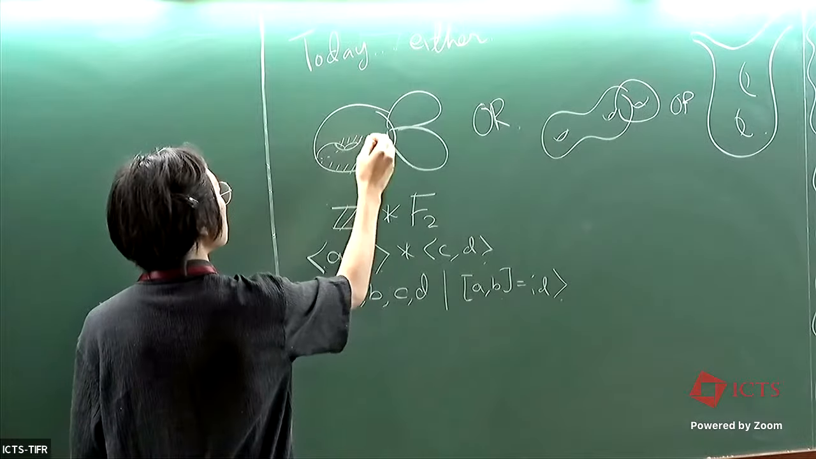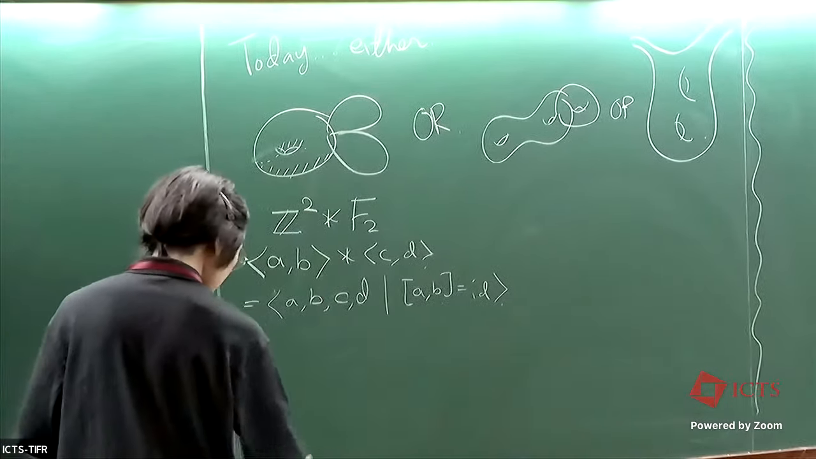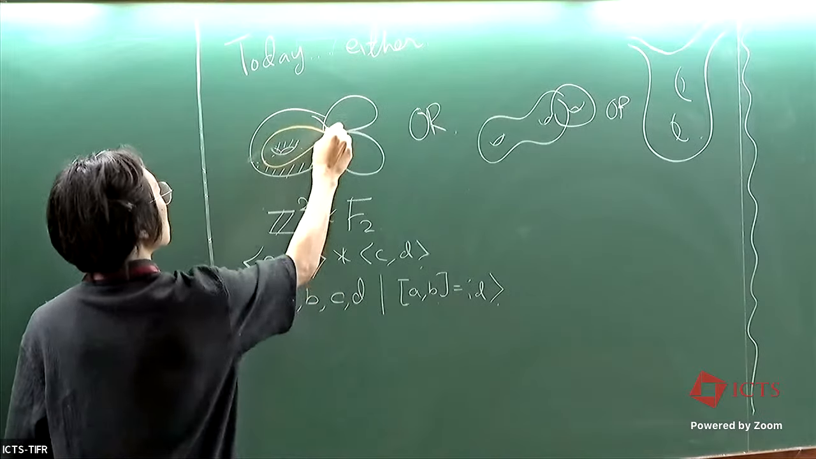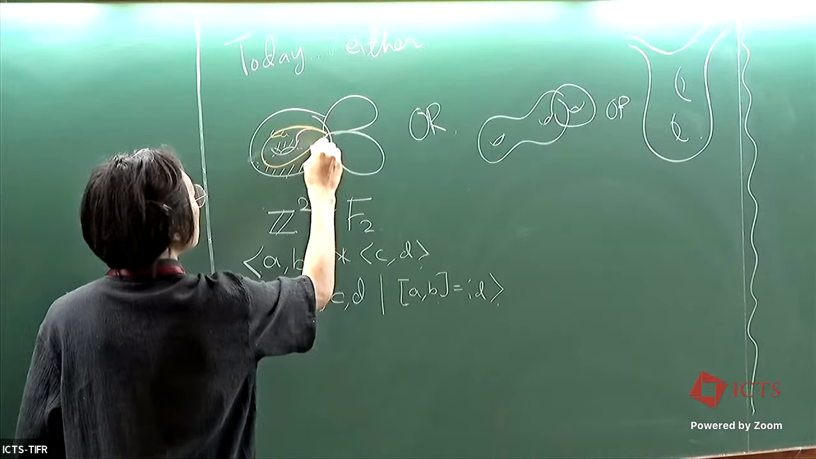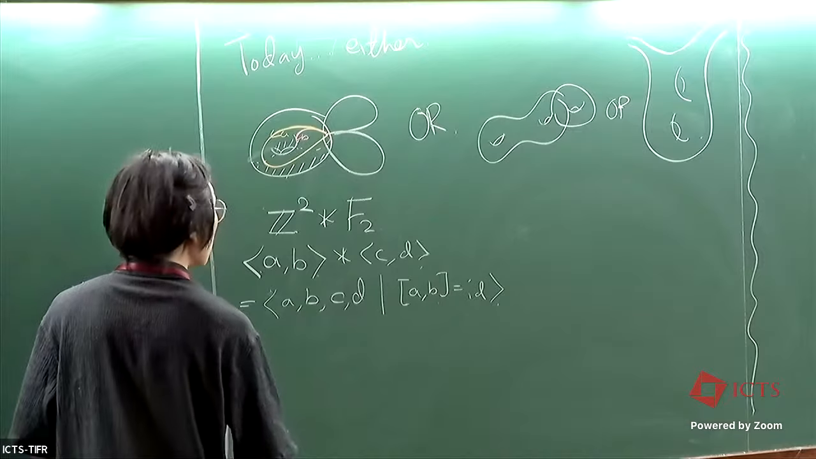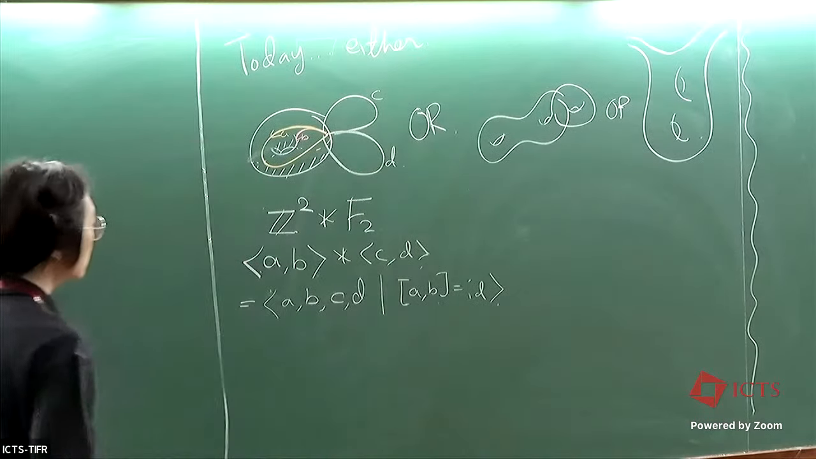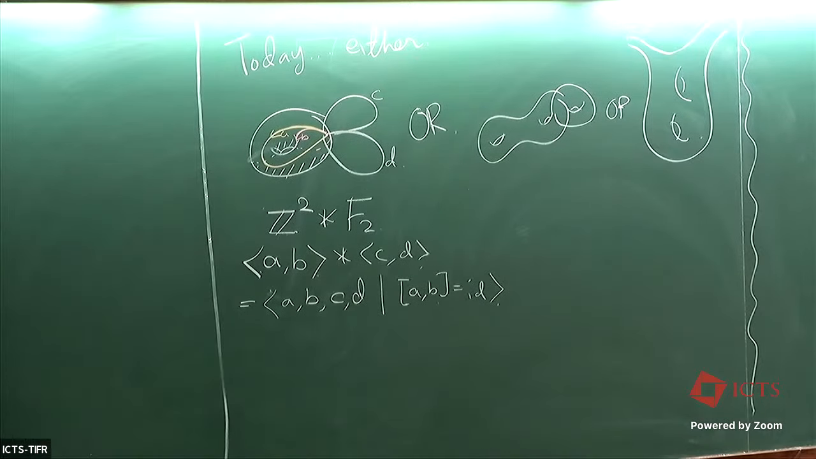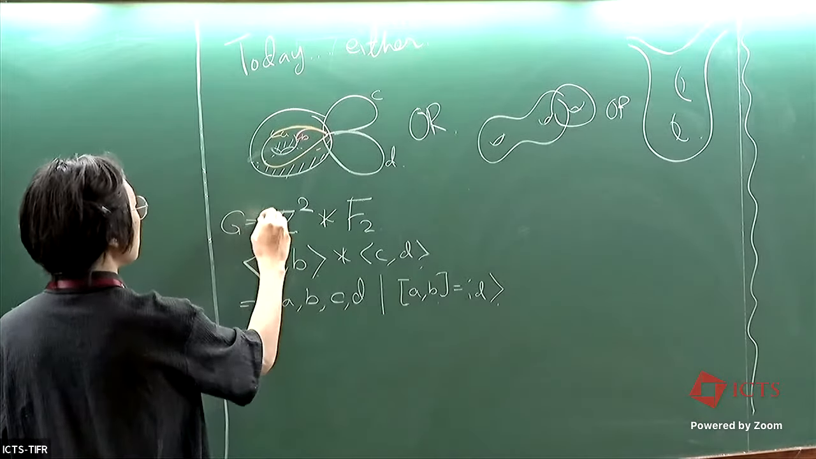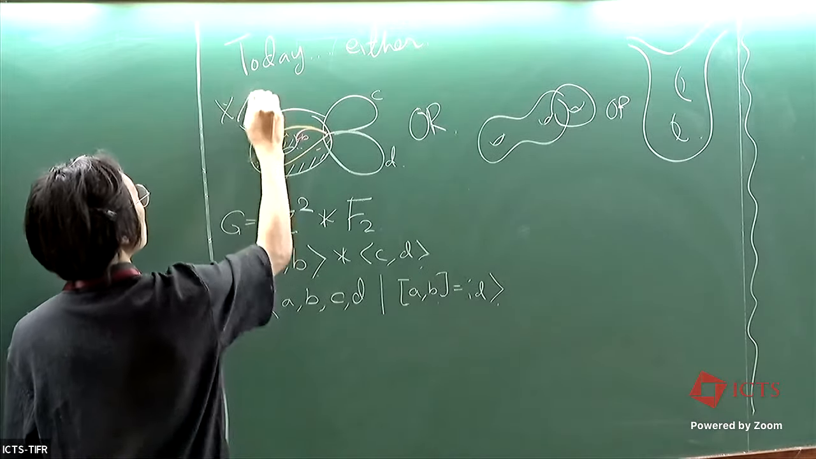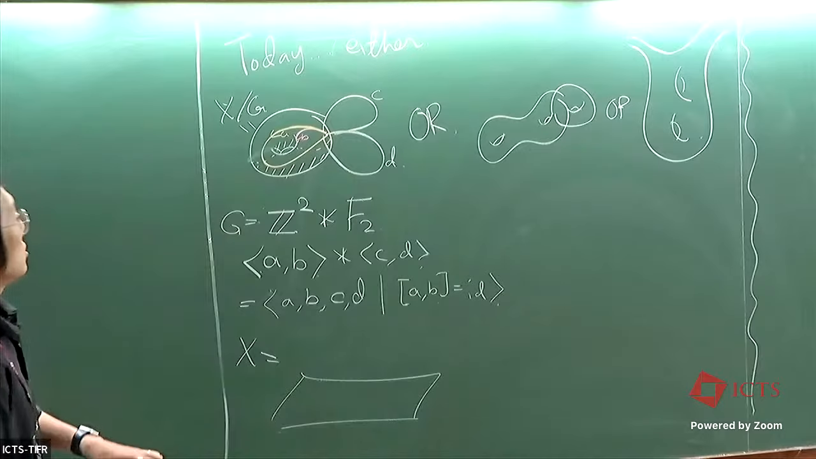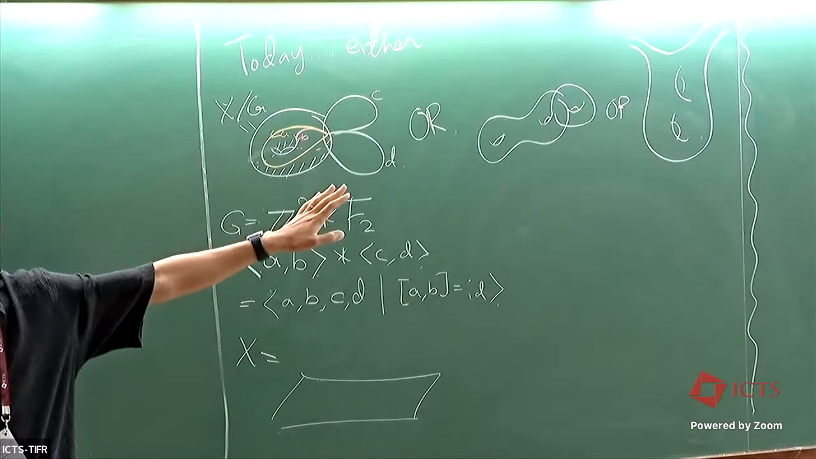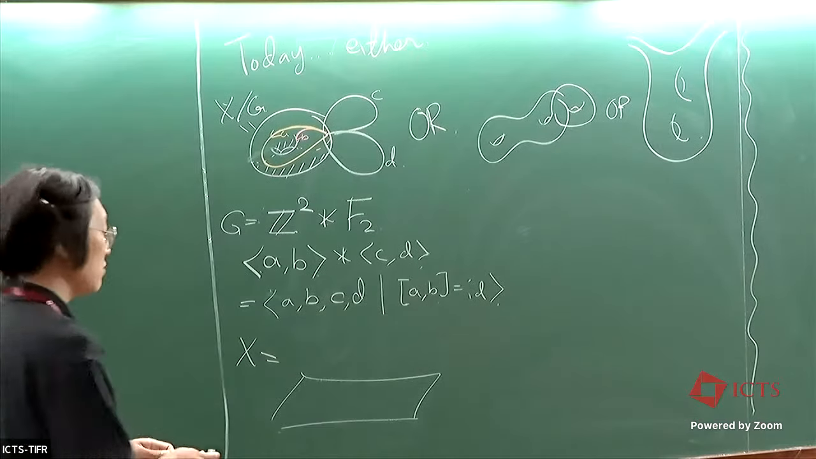So probably this is the direction of, okay. I will draw like this. This is A, and this is B, and these are C and D. Okay, so this is G, and this is not X. This is X quotient by G. So X is something else. What is this? You first unwrap this torus, so you will see a flat, but you will not see only one flat. It will be everywhere.